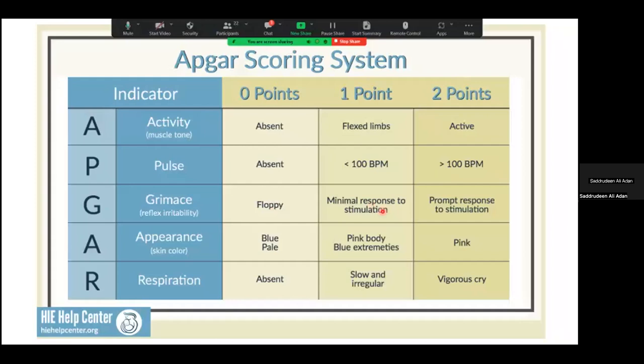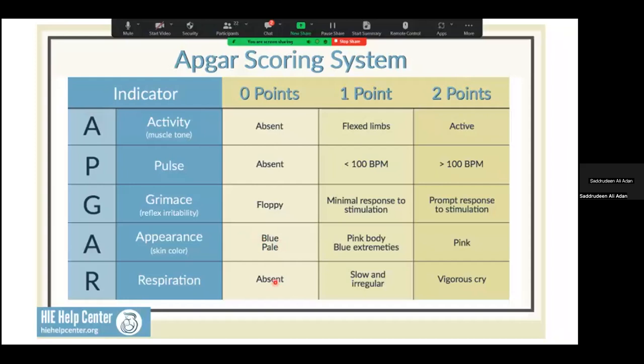For the appearance, if the baby is fully pink, which is very hard to find in a baby, that is 2 points. Nobody is born fully pink most of the time. If the baby has a pink body but maybe blue fingers or blue extremities, you give 1 point. Most normal babies will fall under 1 point. It's hard to find a fully pink baby. If the baby's appearance is fully pale and blue, that gives 0 points.